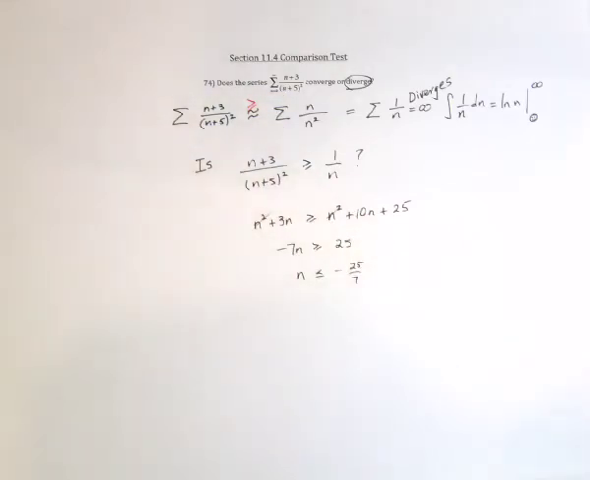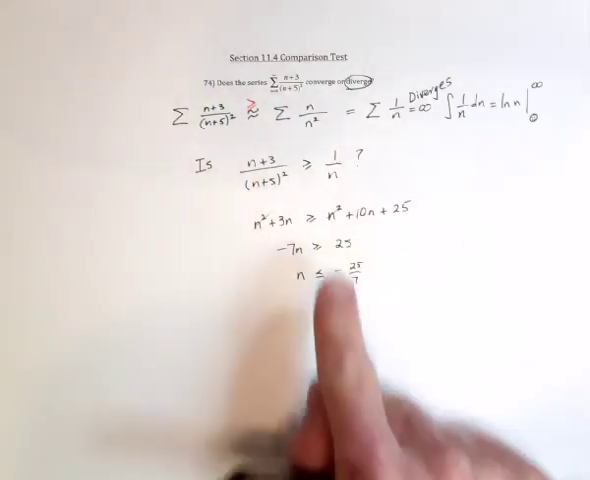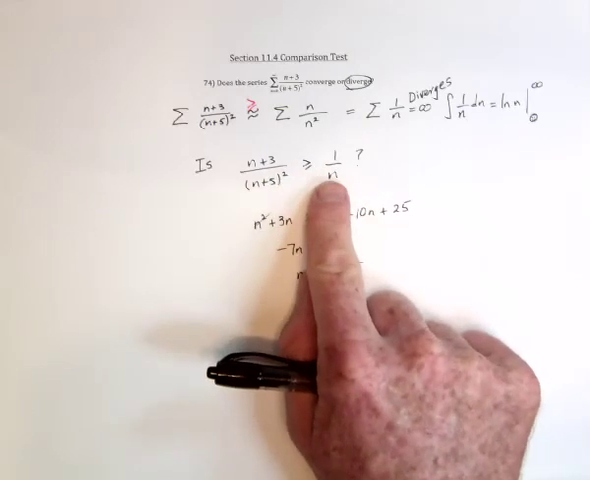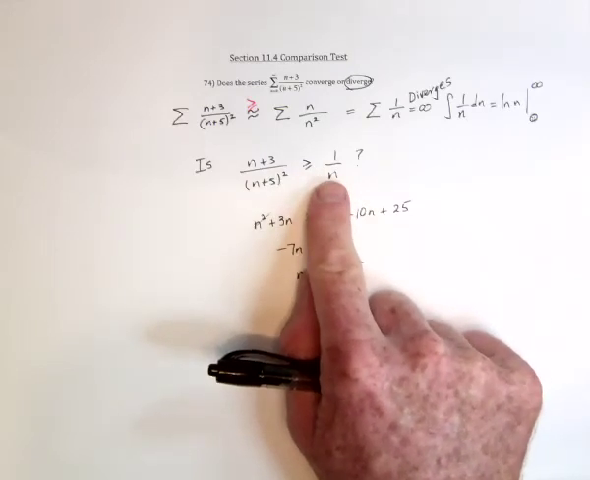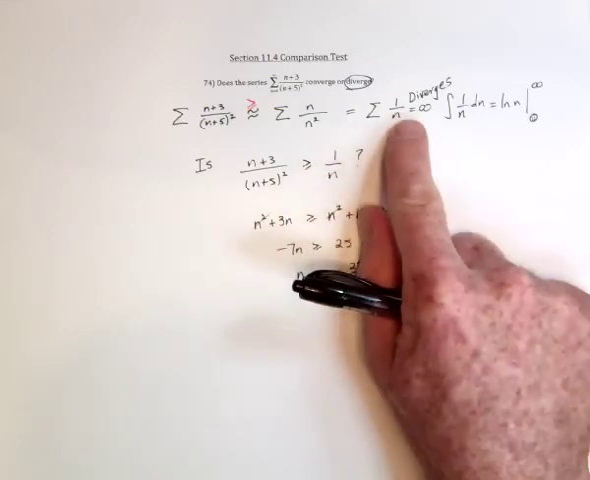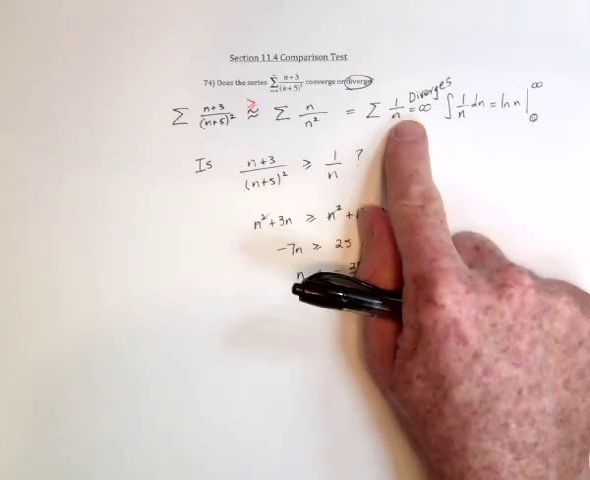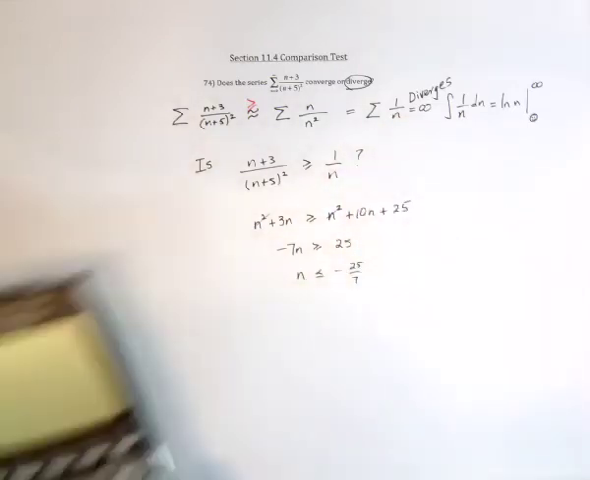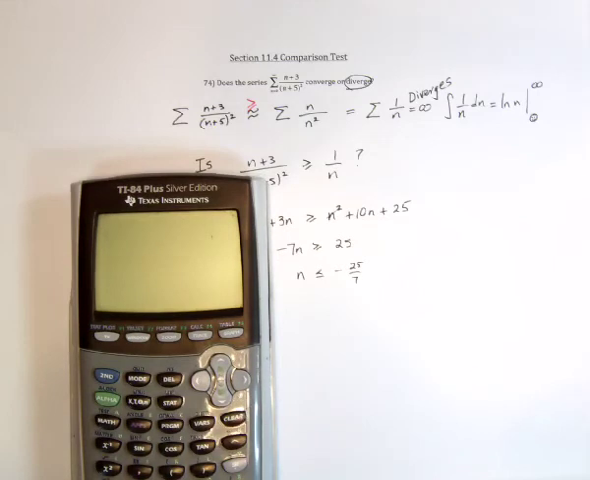So then what we do is say, well, maybe they're close. Maybe for this one, instead of using 1 over n, I was supposed to use 2 over n, which would still diverge because if 1 over n equals infinity, 2 over n is going to be twice as big, so twice infinity. So what I would do at this point is take a look at the graph.